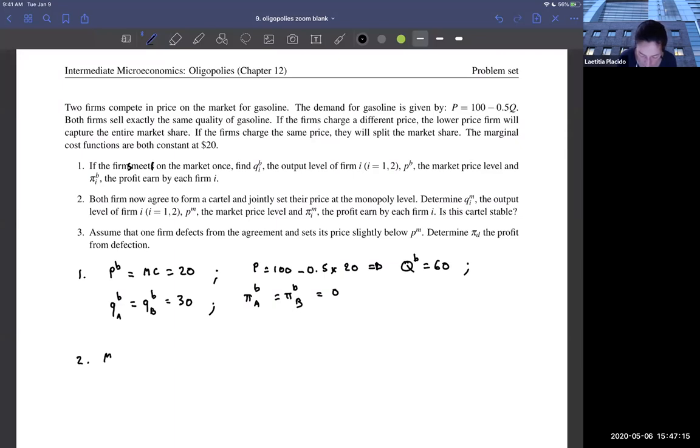So what is the equilibrium for monopolies? So you set MR equals MC. That's 100 minus one half, minus Q equals 20. So the quantity produced by the monopolist is 70. And the price charged.